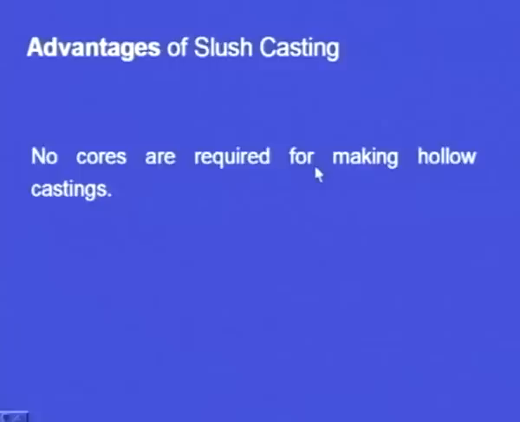What are the advantages of sludge casting? No cores are required for making hollow castings. We can make hollow castings without cores, because as the outer shell is solidified, while the central metal is still in the liquid state, we pour it out. So we are making a hollow cavity in the casting.